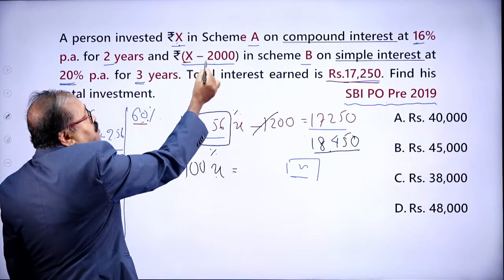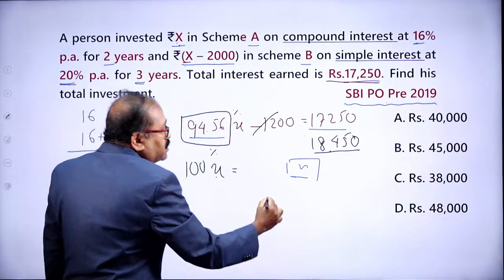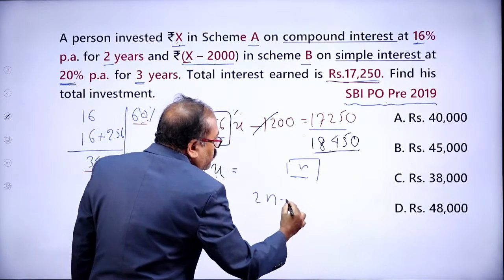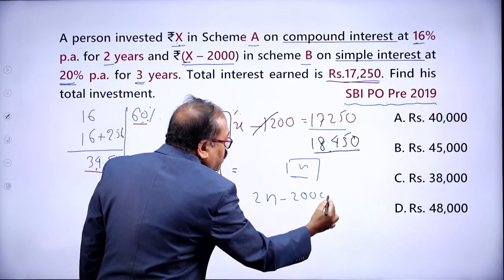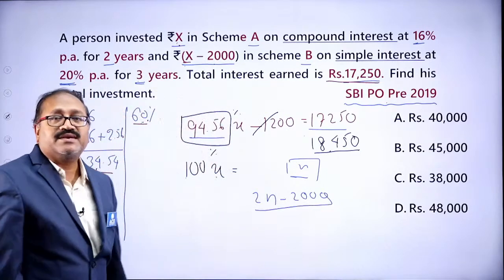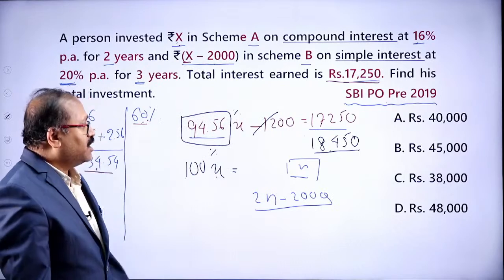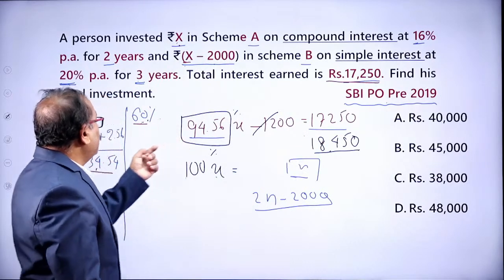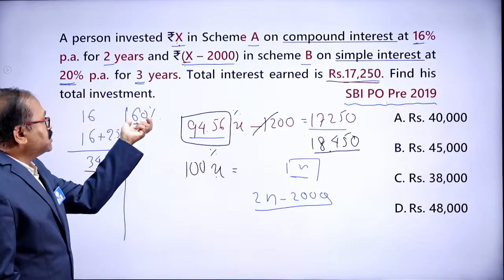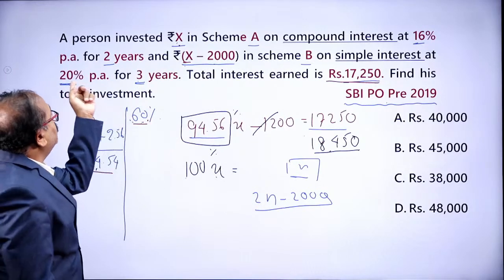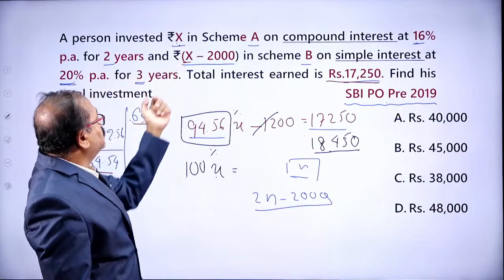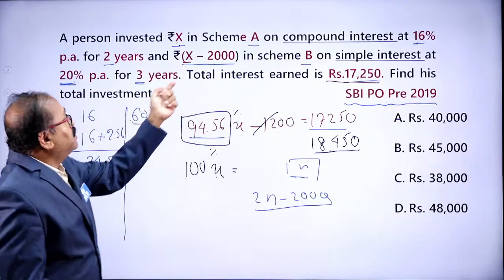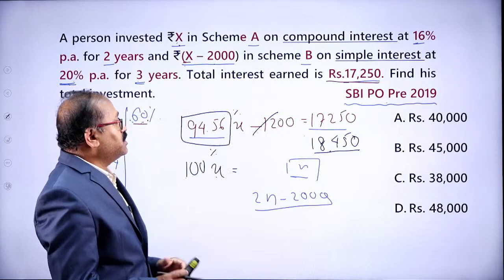X plus x, that is 2x minus 2000. So my answer should be 2x minus 2000. Okay, I apologize for typing the wrong number here. Are you understanding this? This 60% is a simple interest we are getting here: 20 into 3 is 60% of x, and minus 60% of 2000.